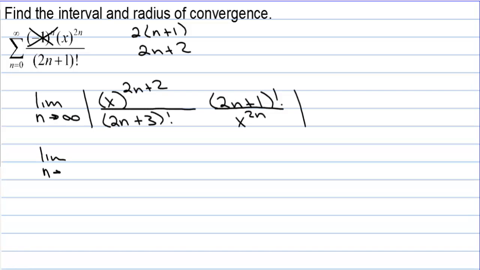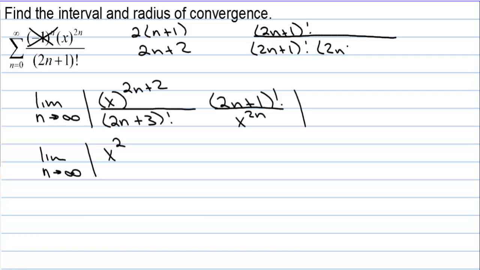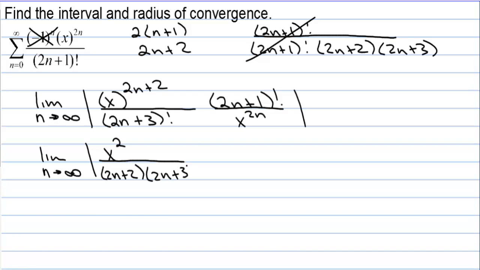We have the limit as n approaches infinity of, there's 2 extra x's on the top, 2n versus 2n plus 2, 2 extra. What about the factorials? We can write this as (2n plus 1) factorial over, we could do (2n plus 1) factorial times (2n plus 2) times (2n plus 3). That's one way to write it out. That's like saying 7 factorial is 5 factorial times 6 times 7. It's the same thing. Now these (2n plus 1) factorials cancel out, but what's left is (2n plus 2)(2n plus 3).